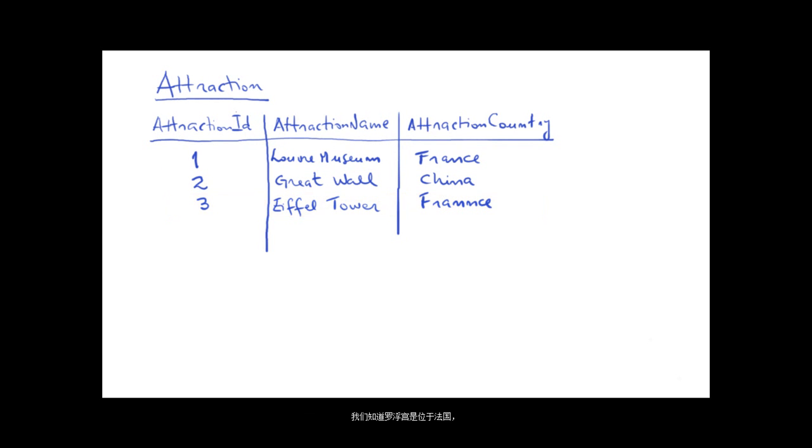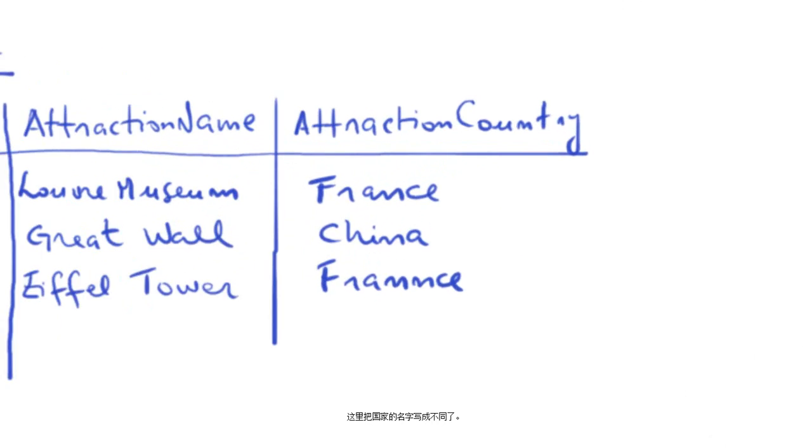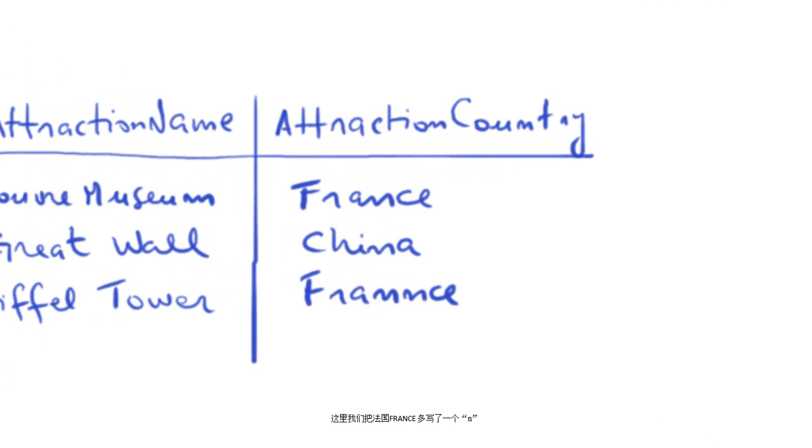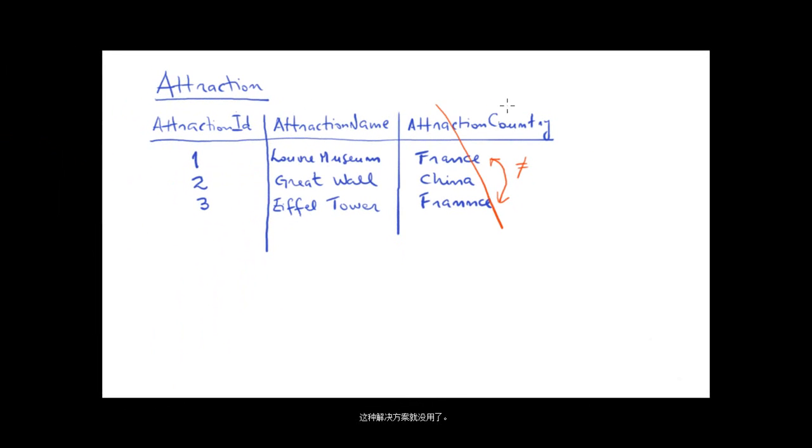We know that the Louvre is located in France, and that the Eiffel Tower is also in France, but due to a typing or spelling mistake, we typed the country name differently. Here, we typed France with 2 N's. So for the system, this country is not the same as the other one. For this reason, this solution can't be used.